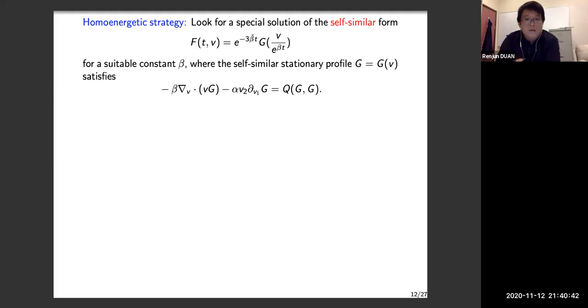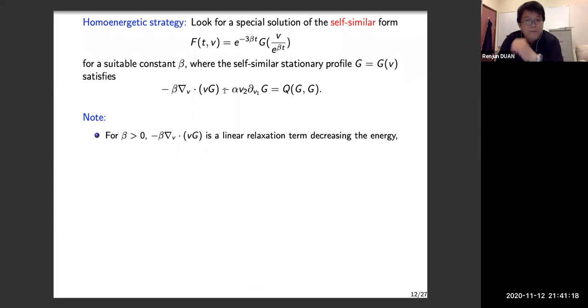If we plug this specific self-similar form into the previous Boltzmann equation for uniform shear flow, then this capital G, depending only on velocity, will satisfy the following equation. The only change happens to partial T. This time change rate term will be changed to this term. So this is a sort of damping relaxation of the distribution G.